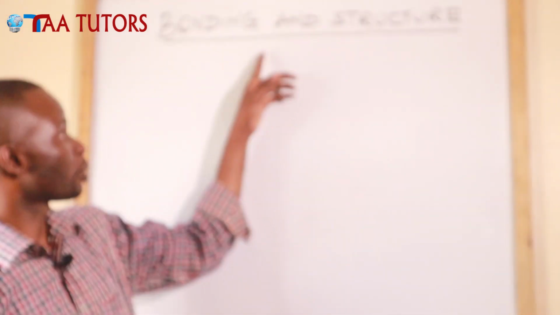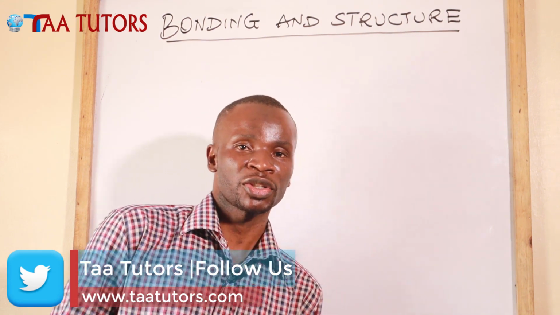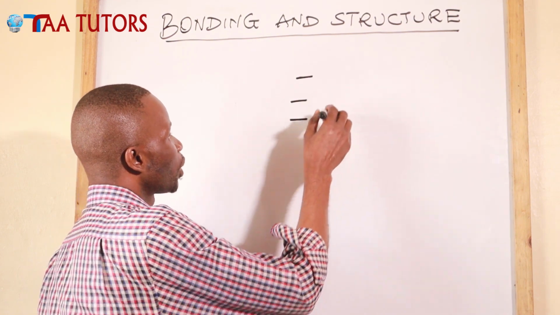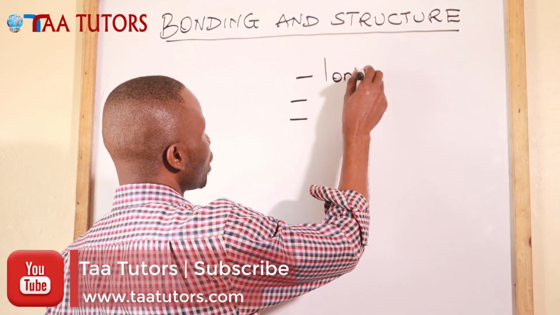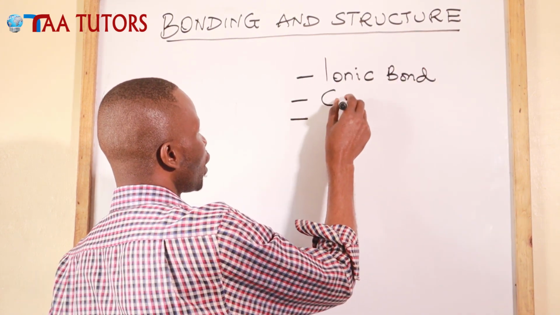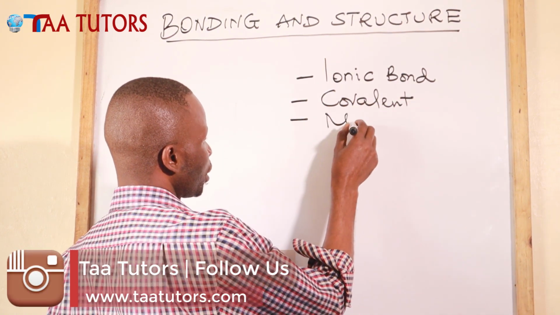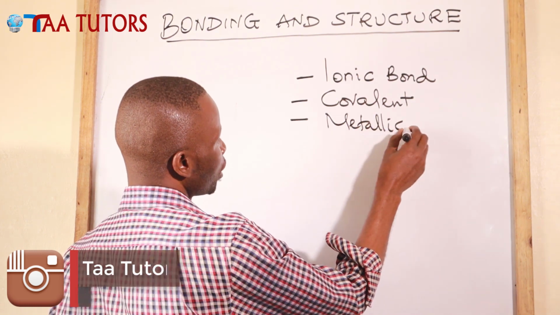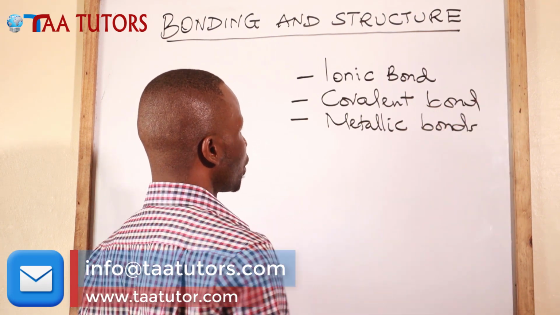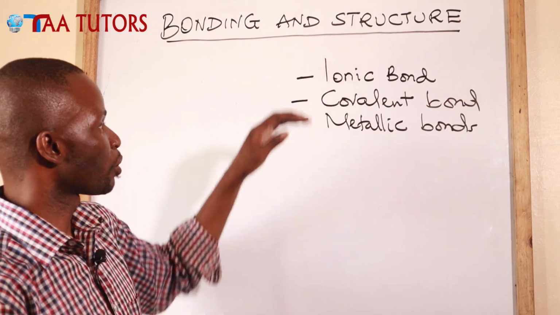And as you can see on the board, we are going to look at the topic called bonding and structure. In this chapter, we have up to 3 sub-chapters. One of them will be looking at ionic bonding, ionic bonds. We have covalent bonds. Then we have metallic bonds.